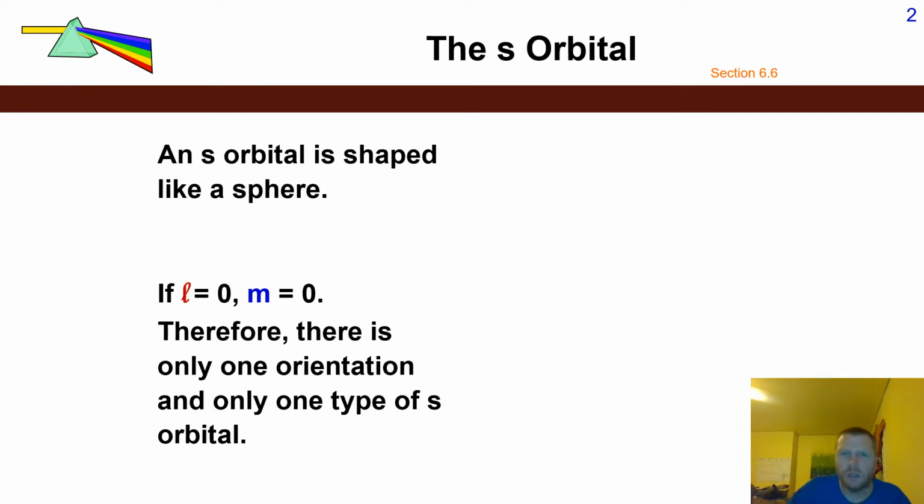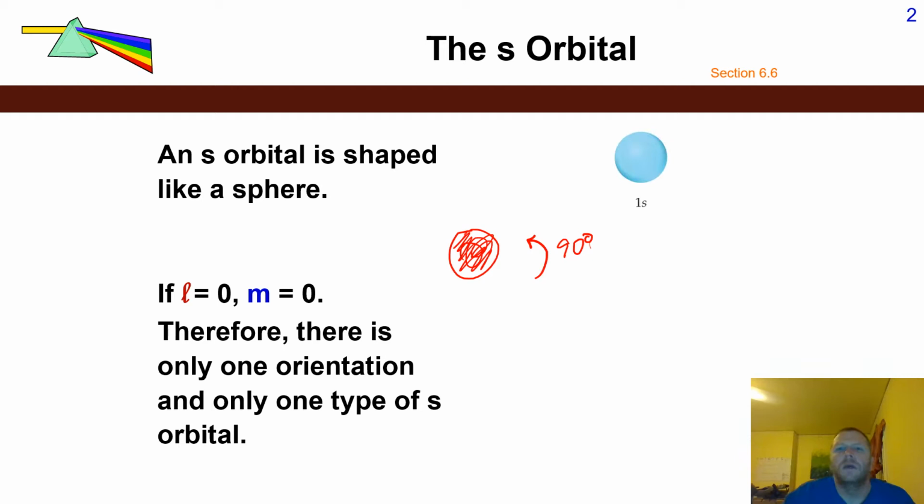So what I want you to think about is, let's say that you have a sphere. Now, if you rotate that in any direction, let's say you rotate it 90 degrees, what does it look like? It still looks like a sphere. Nothing about that sphere has changed. In any direction that you rotate it, it's going to look the exact same. So that's why we only have one orientation, which corresponds to only one m value.